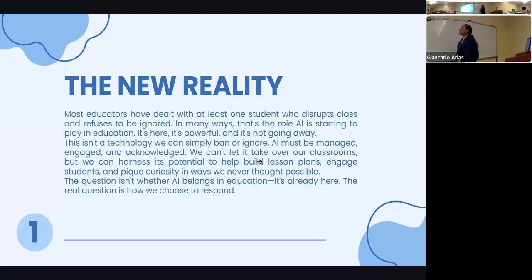Okay. So, most educators have dealt with at least one student in the class that cannot be ignored. That is what AI has turned into. The student that's crashed the class and we cannot ignore it. So since that is the case, we're going to have to learn to acknowledge it, manage it, and engage with it. And how do we do that? Well, hopefully by building creative lesson plans with it assisting us. Hopefully it will help pique our curiosity and our students' curiosity when it comes to learning.